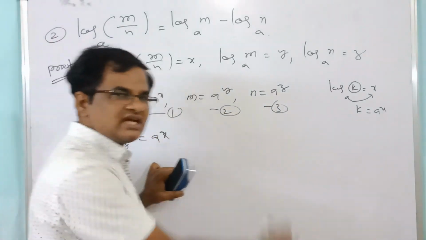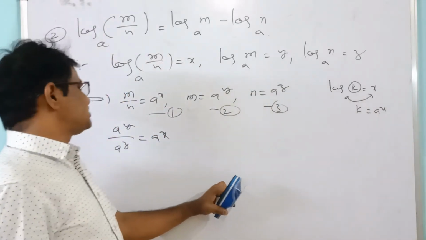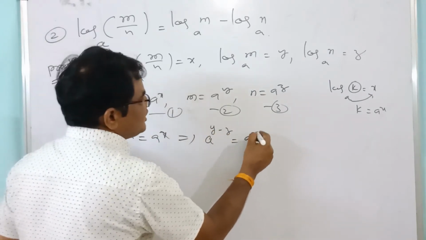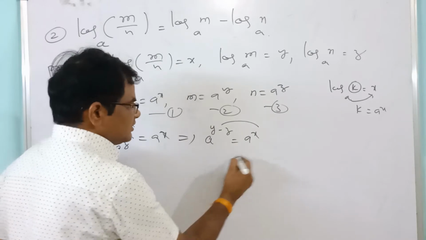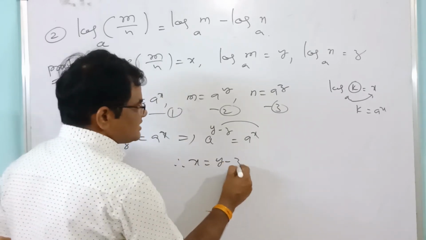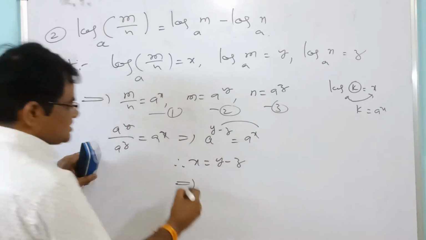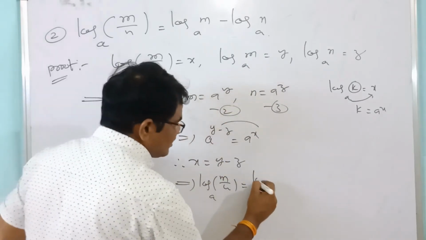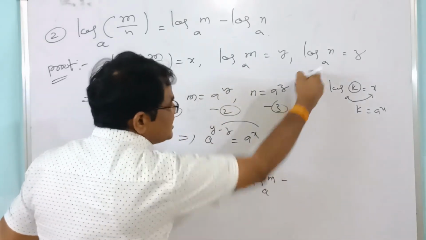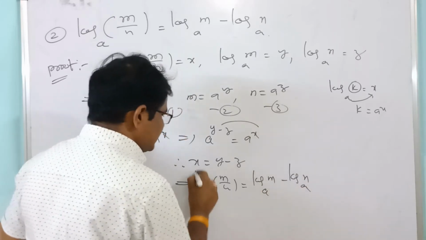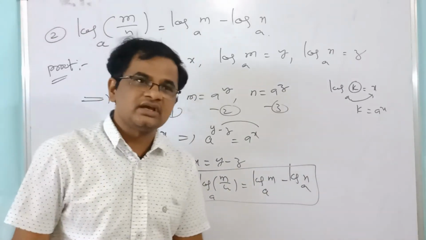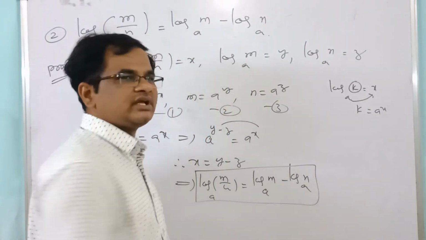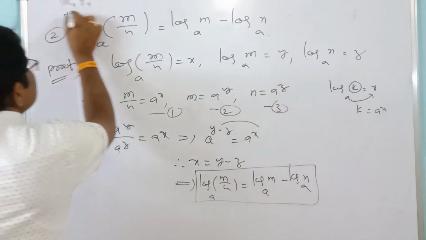In the last class we took one exponential law. By that law, a power y minus z equals a power x. Now equate these two, so x equals y minus z. That implies x, which is log of m by n to the base a, equals y, which is log m to the base a, minus z, which is log n to the base a. Means log of m by n equals log m minus log n. Whatever the base is, we have to take that also. Understood? This is the second property.